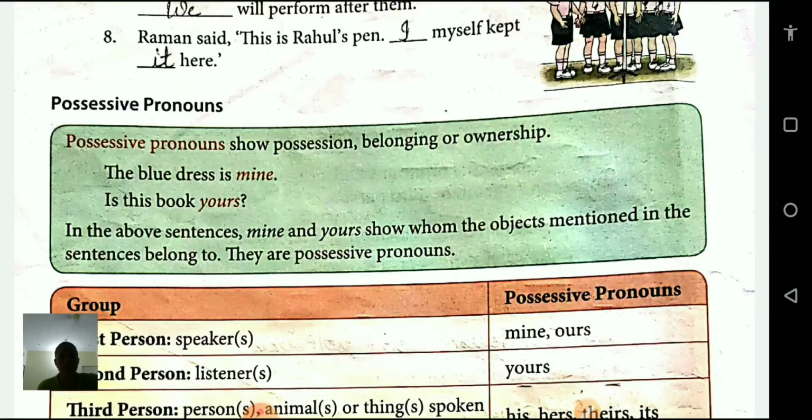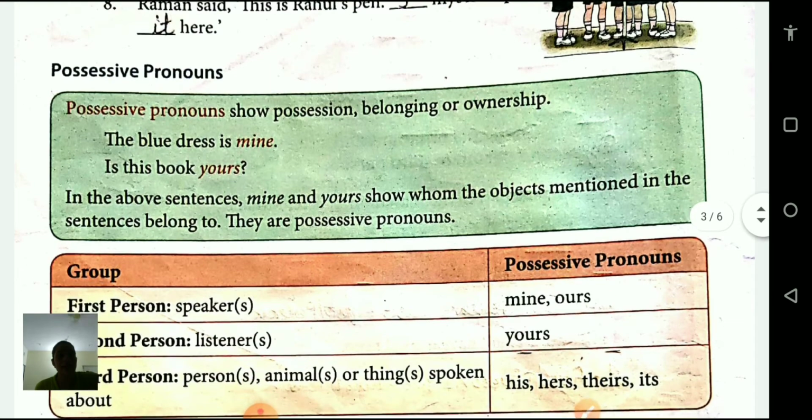Possessive pronouns show possession, belonging or ownership. Suppose this pen. This pen is belonging to me. This pen is mine. It means mine is showing possession of this pen. Okay. Now the example here, the blue dress is mine. In this sentence, mine is showing possession of dress.